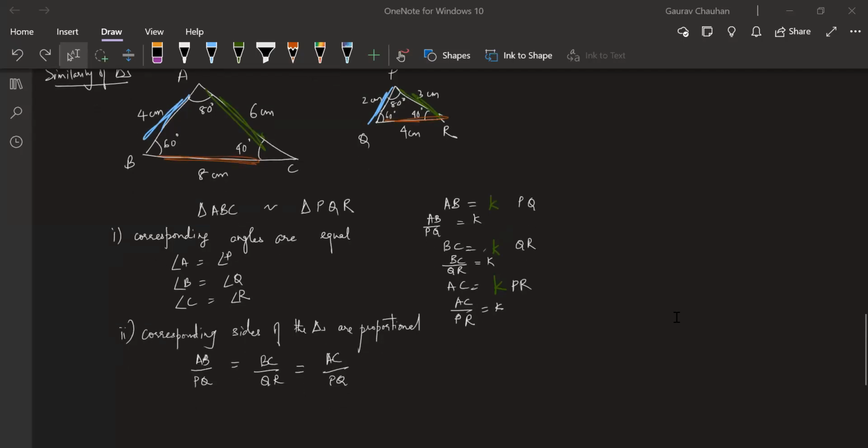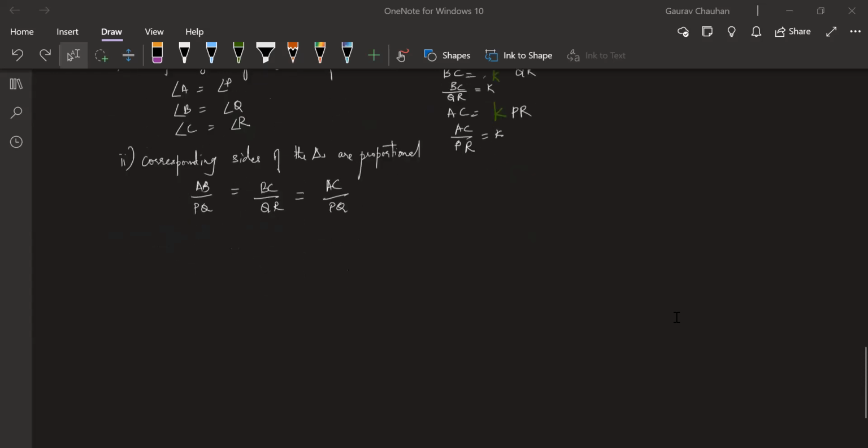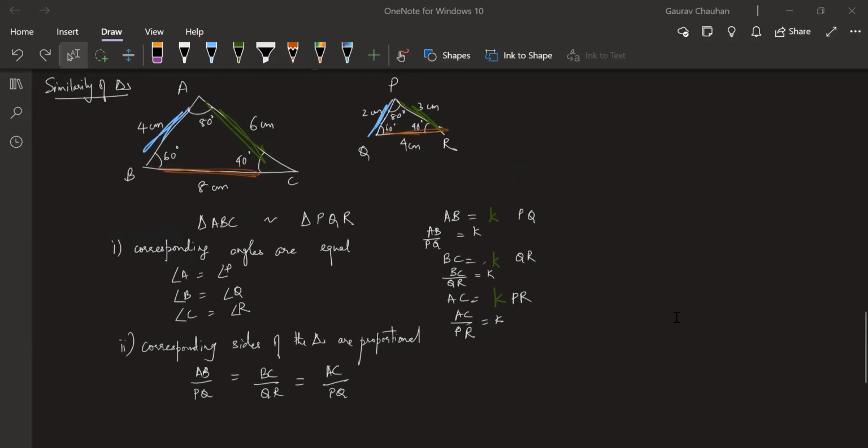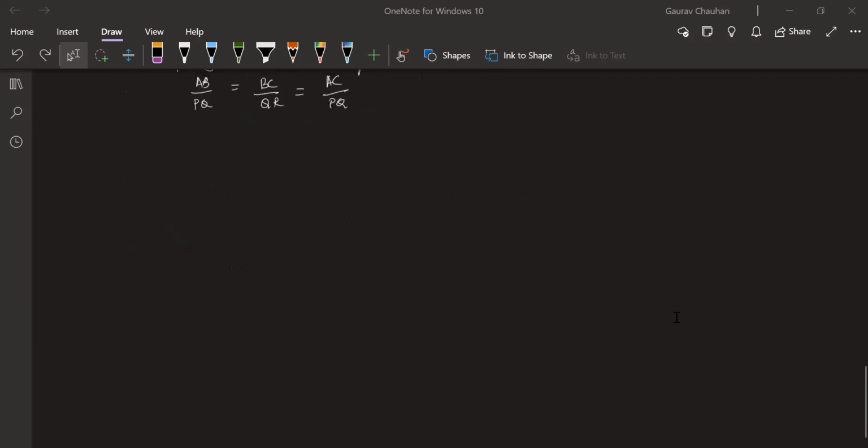Okay. So now, why are we talking about all this in the chapter trigonometry? Let me take you to that. So far, we have seen that in trigonometry we talk about ratios of sides. Suppose this is theta.